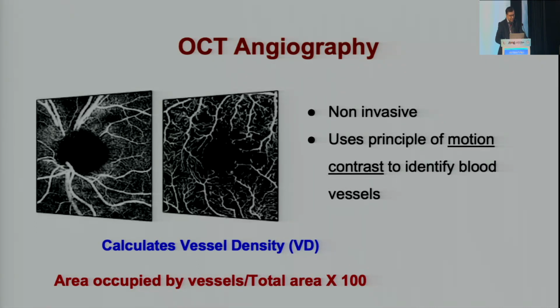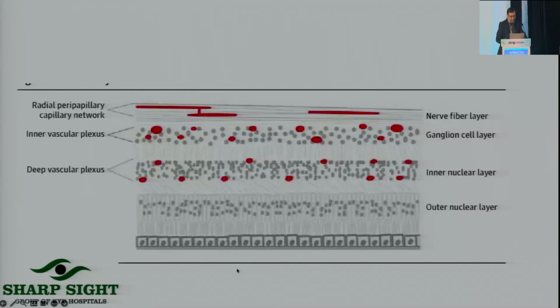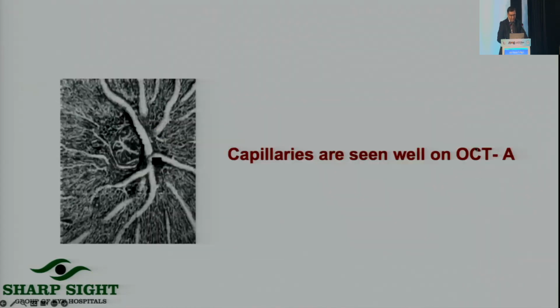Coming to the OCT angiography, it is also non-invasive, uses the principle of motion contrast. It calculates the vessel density, which is basically defined as the area occupied by the vessels divided by the total area. So we have radial peripapillary capillaries that are seen in the nerve fiber layer, and the superficial plexus that is seen in the ganglion layer.